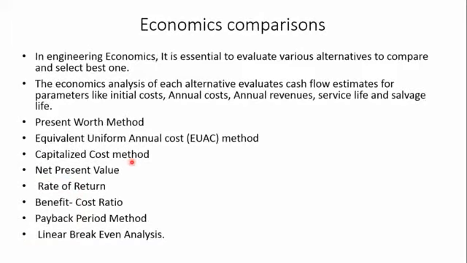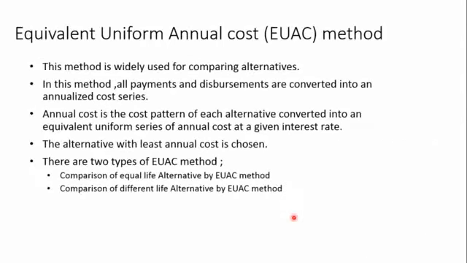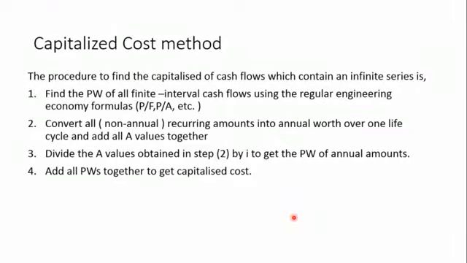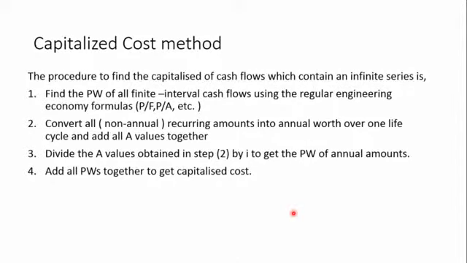that is the capitalized cost method. Basically this method is used for comparison of various lifetime serving projects, like bridges, water supply lines, dams and irrigation projects. Okay, for the various lifelong projects which serve a number of years, to compare those types of projects, this capitalized cost method is used.